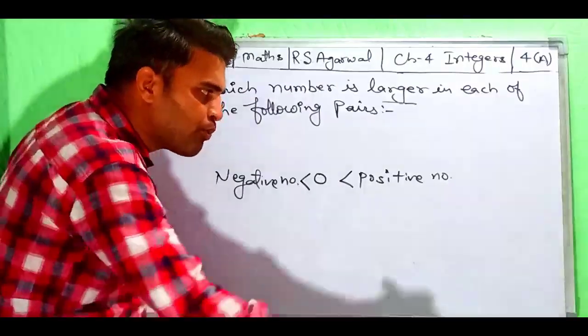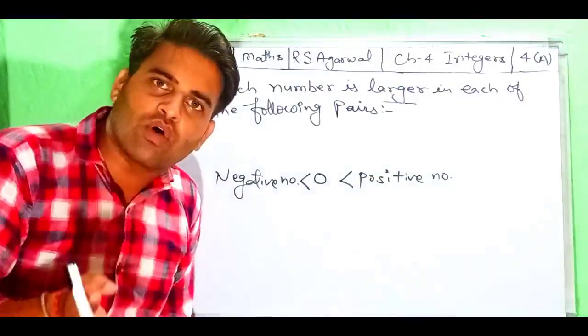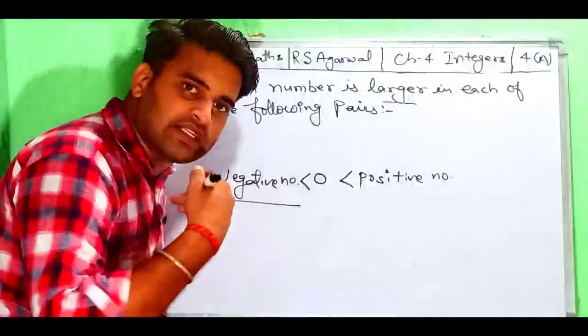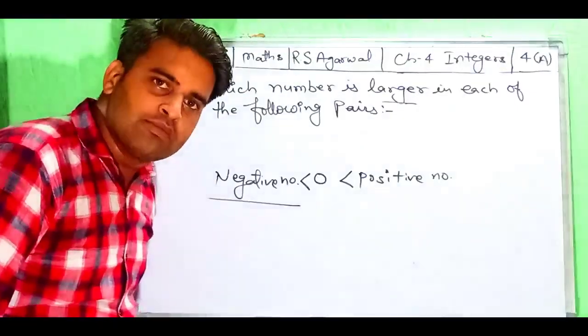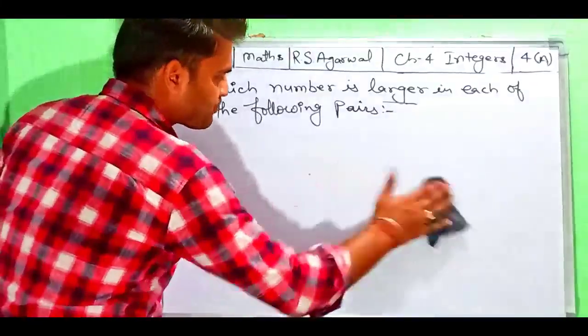हमेशा क्या होगा कि जो पॉजिटिव नंबर होगा, कहीं पे भी आ जाओ, 0 से हमेशा पॉजिटिव नंबर बड़ा होगा. और अगर दे रखा है नेगेटिव नंबर, वो 0 से हमेशा ही छोटा होगा। समझ में आ गया? अब करते हैं अपने क्वेश्चन। Now move to the questions.